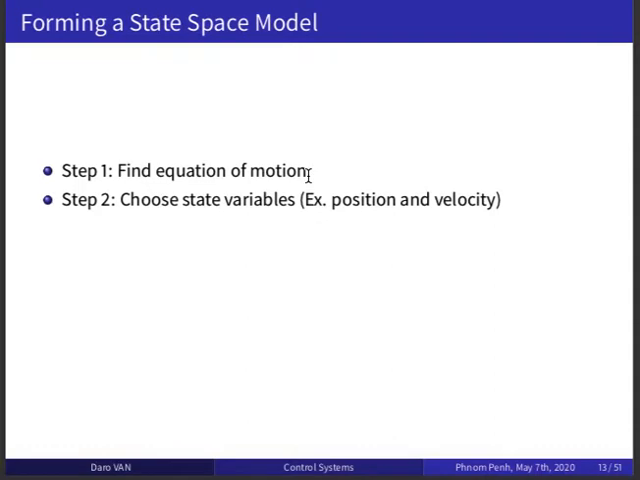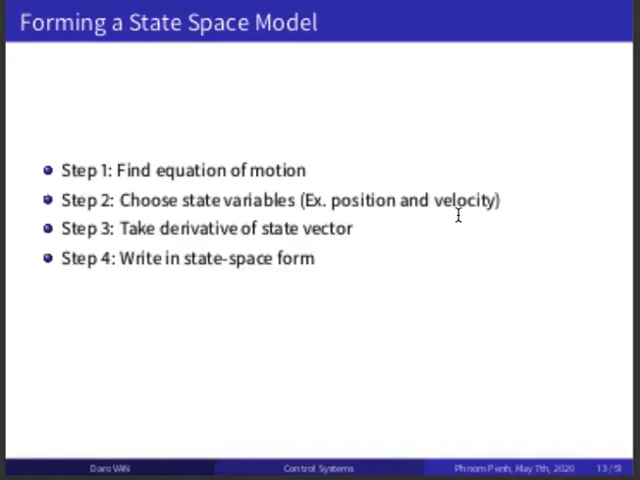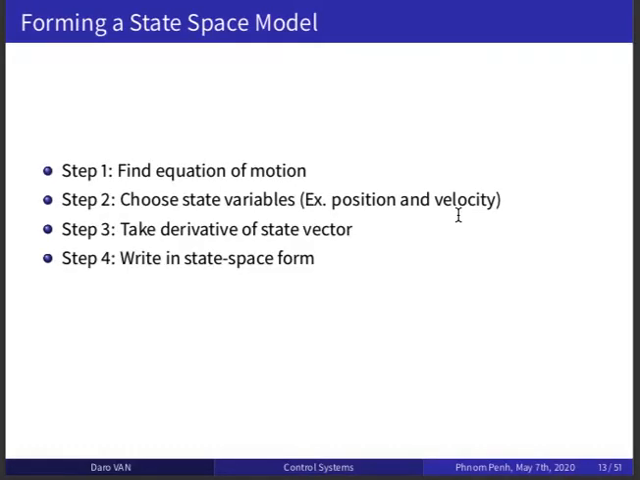After that, you need to choose the state variables. The state variables are the variables that determine the behavior of the system. For example, if you consider a cart moving along the horizontal direction, its position and velocity are enough to determine the behavior of the system. And then you take the derivative of the state vector, then write the state space form, and finally write the output equations.